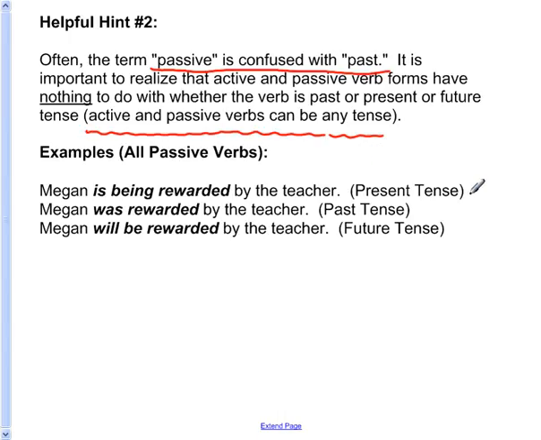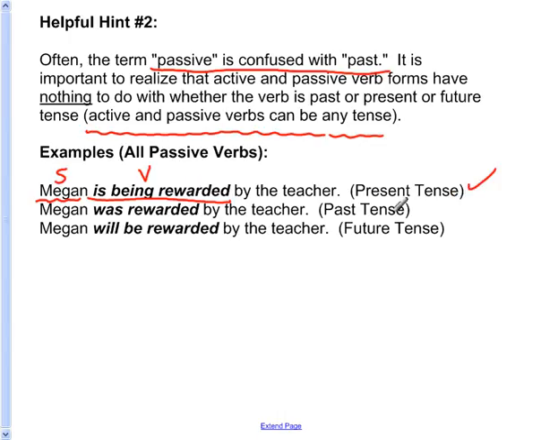The first example, Megan is being rewarded by the teacher. This is a passive verb. Is being rewarded is a passive verb. Megan is the subject. In this case, Megan is not doing the action. The rewarding in this sentence is being done by the teacher. In this case, it's present tense. So this is a passive verb in the present tense.